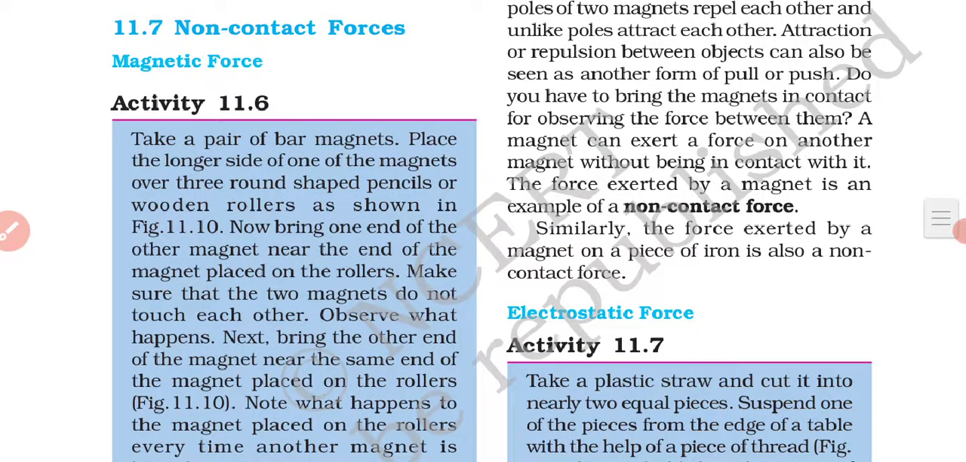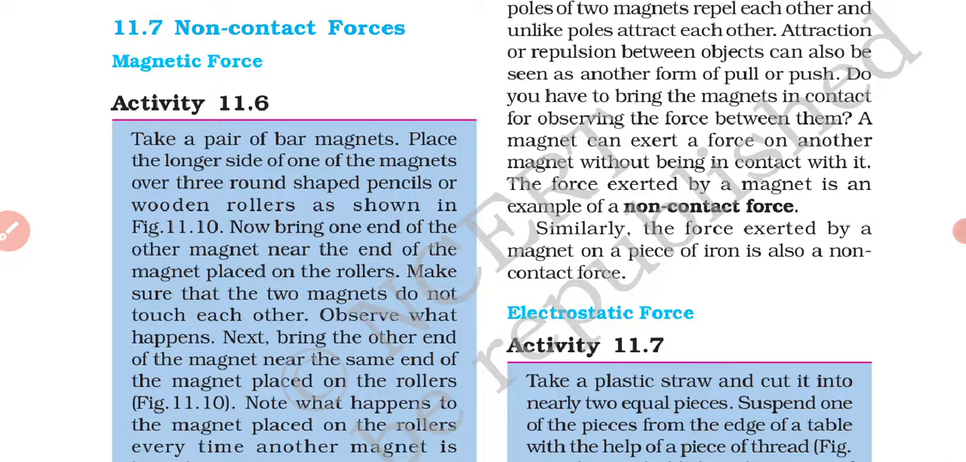So you know that a magnet attracts things made up of iron or steel, and if we bring a magnet near iron nails or say pins, then the magnet pulls them towards it. So that means the iron nails and the pins move towards the magnet, and it means that the magnet exerts a force on them. So simply the force exerted by a magnet is called magnetic force. What is the definition of magnetic force? The force exerted by a magnet is called magnetic force.